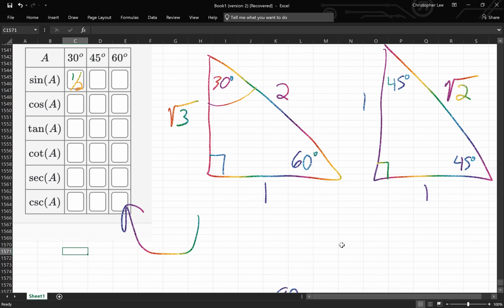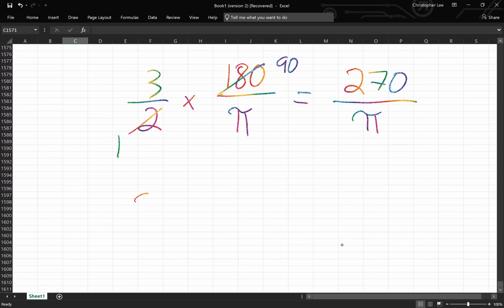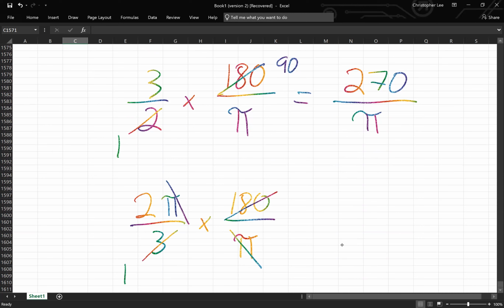Second one has 2 pi over 3? Yeah. All right. So the same thing, just multiply it by 180 over pi. The pi's will cancel. And then 3 goes into 3 once, 3 goes into 180, what's that, 60 times? Yeah, 60 times. After that, you just multiply straight across, so that's 120. And that's it.